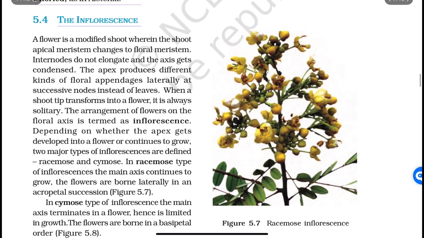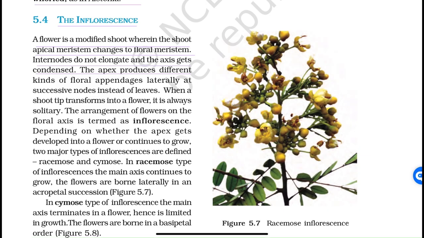The inflorescence. A flower is a modified shoot wherein the shoot apical meristem changes to floral meristem. Internodes do not elongate and the axis gets condensed. The apex produces different kinds of floral appendages laterally at successive nodes instead of leaves. When a shoot tip transforms into a flower, it is always solitary. The arrangement of flowers on the floral axis is termed as inflorescence, depending on whether the apex gets developed into a flower or continues to grow.